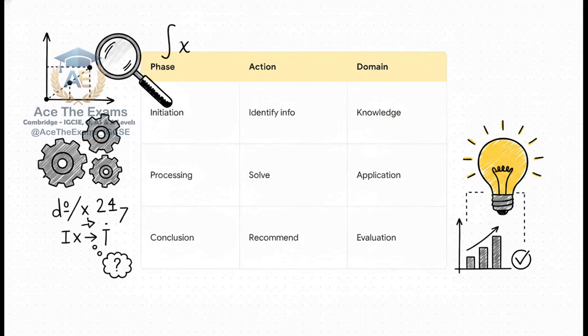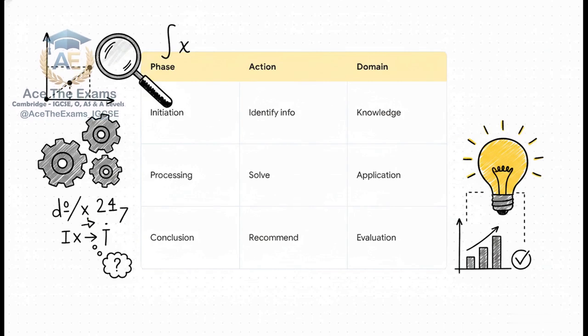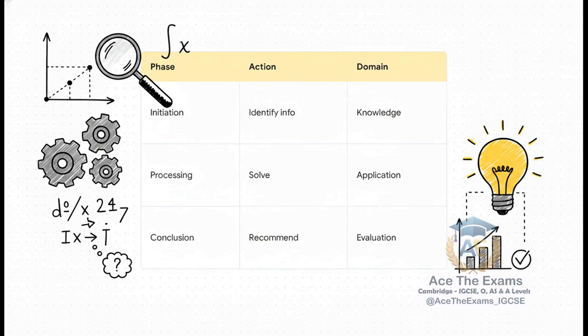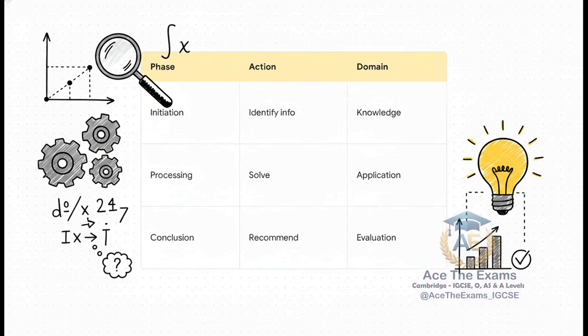Let's look at the method mark strategy. Cambridge awards your marks progressively across 3 specific domains. The first phase is initiation. The action required here is simply identifying the given information. This satisfies the domain of knowledge and understanding. You literally secure marks just for extracting the correct limits and setting up the basic PDF integral equation correctly. The second phase is processing, where you solve systematically. This targets the application and analysis domain.